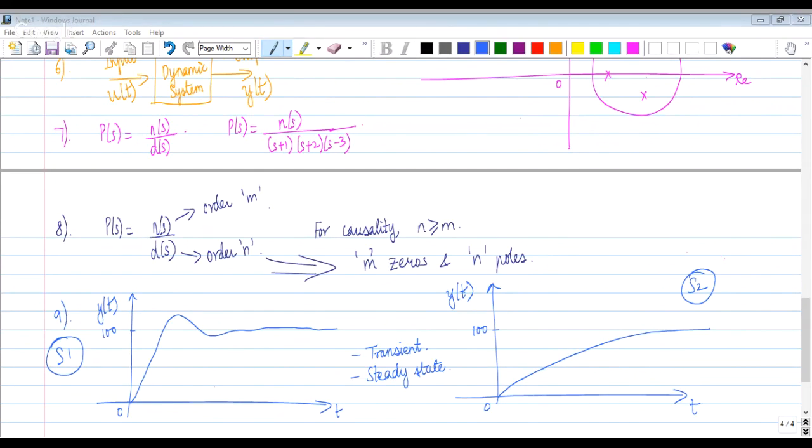So that's why dominancy of response, I'm guessing that you're talking about dominant poles, because the poles which are closest to the imaginary axis will dominate the response characteristics.